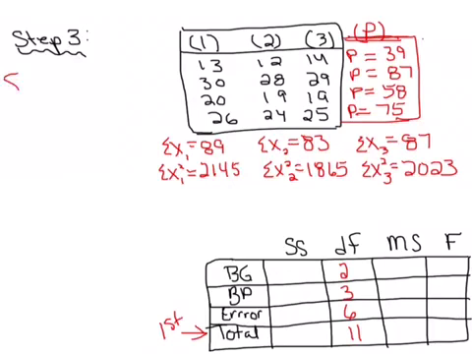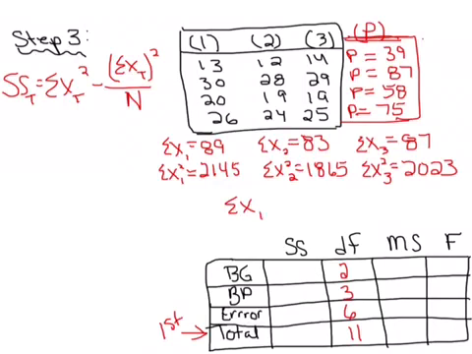To get our sums of squares total, the equation is the sum of x total squared minus the sum of x total squared over N, capital N. Now, if you'll notice, we need to get totals. So to get the sum of x total, just add up your three groups' sum of x's. So 89 plus 83 plus 87, and you should get 259.